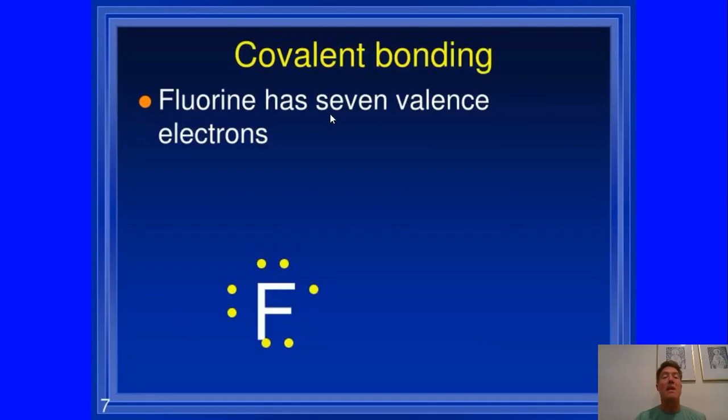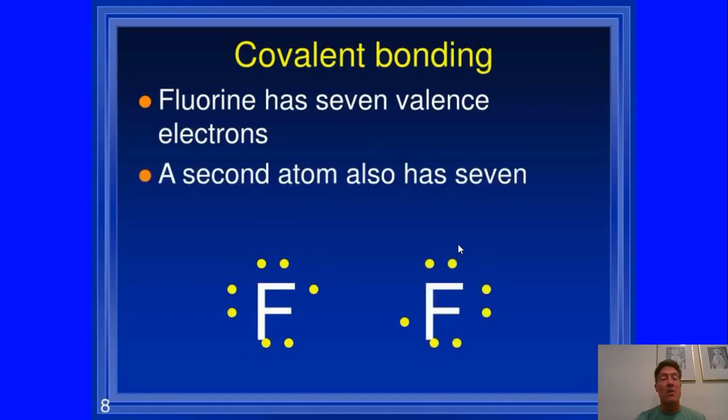So, for example, fluorine has seven valence electrons, 2, 4, 6, 7. If we have another fluorine atom, it also has 7. They both want a complete octet. Neither one will part with an electron. They both hang on to those. So how can they get to 8? Well, they can do it by sharing electrons.